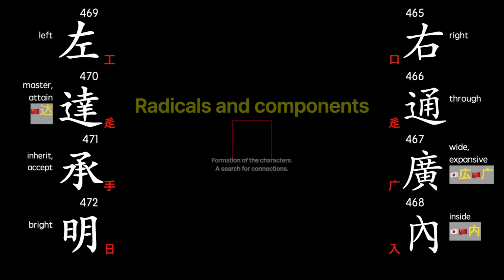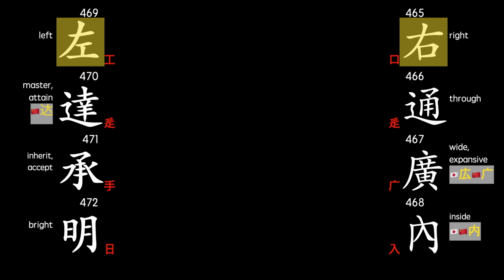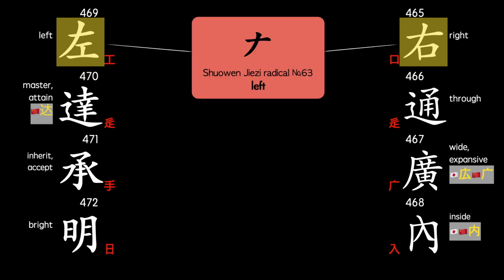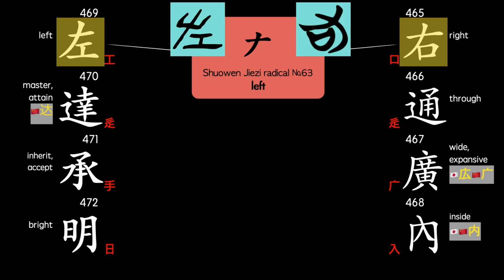Let's look at a few radicals or components. First, notice that 465 and 469 both have the same left-hand component. That component means left, even though it appears in the one for right. In these ancient versions, this piece was on the right, representing the right hand, bringing food to the mouth, and the left hand with the idea that it's picking up a tool.